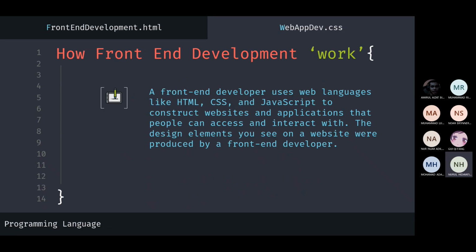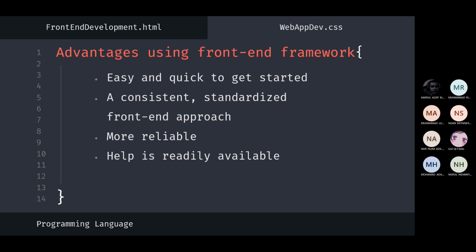How does front-end development work? A front-end developer uses web languages like HTML, CSS, and JavaScript to construct websites and applications that people can access and interact with. The design elements you see on a website were produced by a front-end developer.